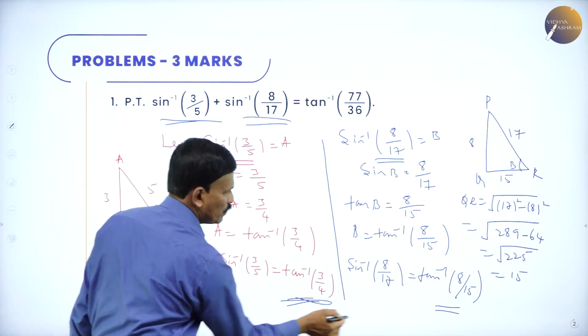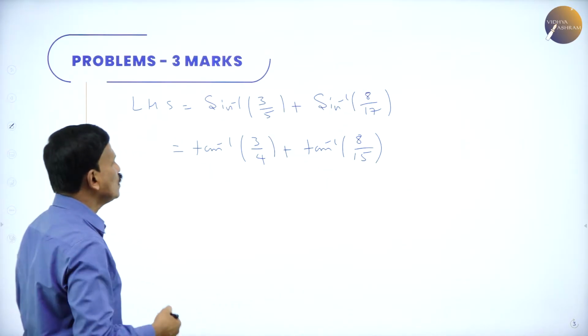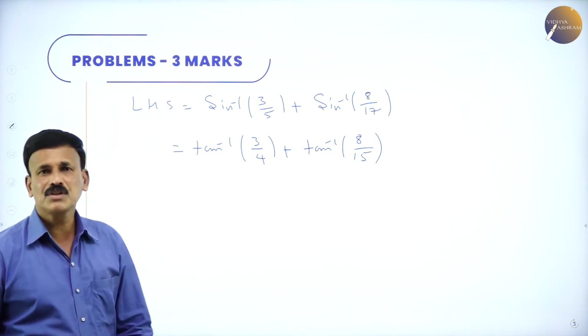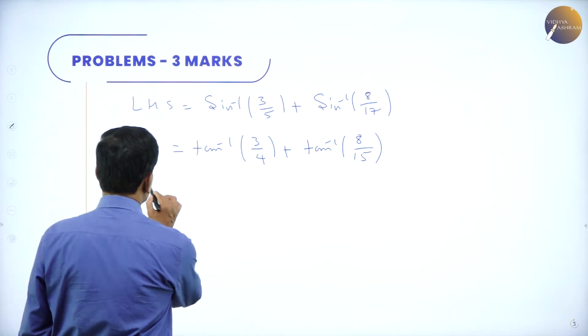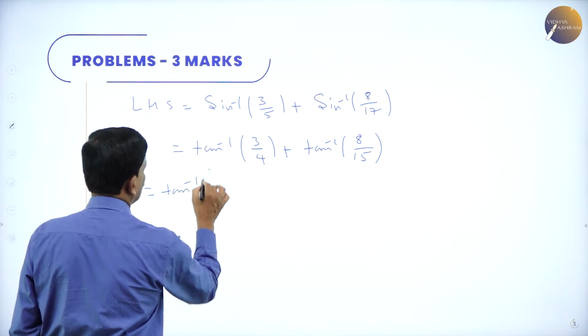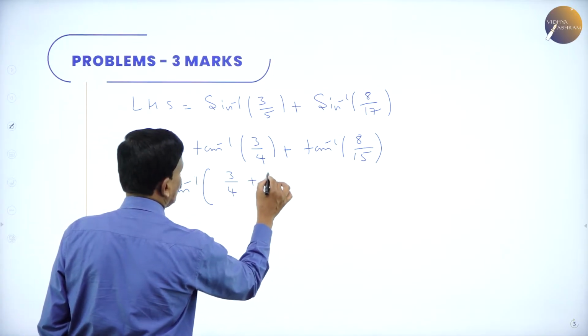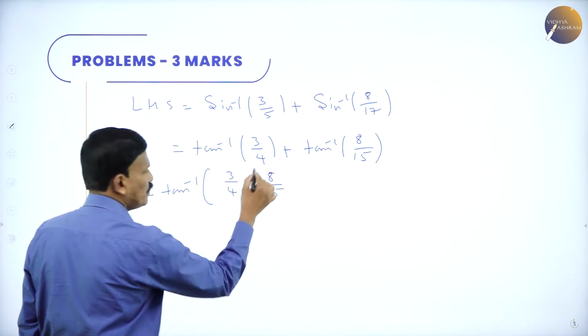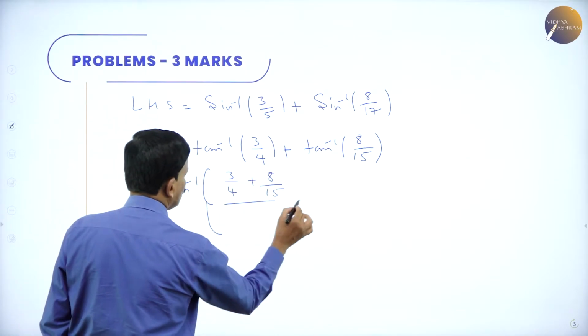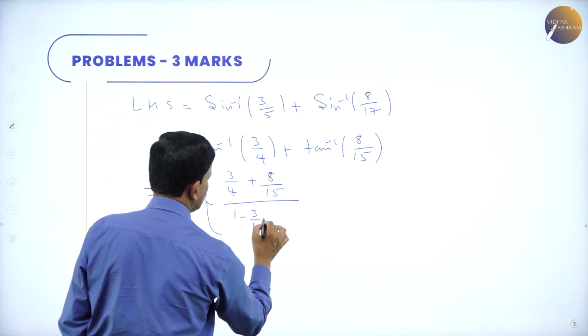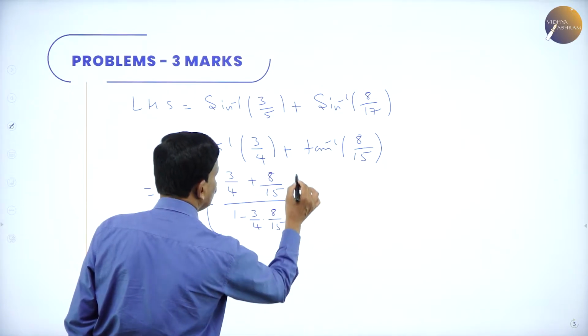So, tan inverse 3 by 4 plus tan inverse 8 by 15. Now, this is of the form tan inverse x plus tan inverse y. So, this can be written as tan inverse of (x plus y), that is (3 by 4 plus 8 by 15) whole, divided by 1 minus 3 by 4 into 8 by 15.